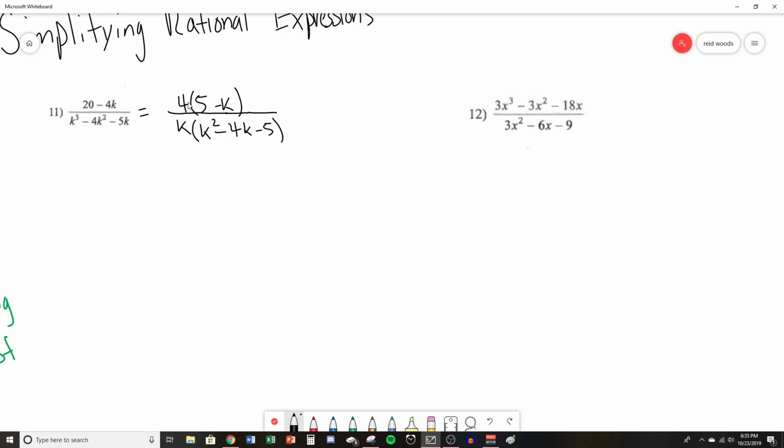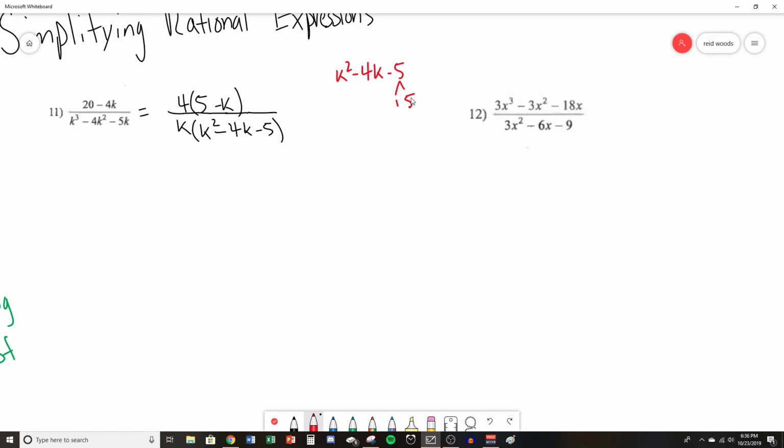So from here, I can't really simplify any of these numbers. There's nothing that can be done with these. So the next thing that I can do is to factor this quadratic, which was that second method I listed. So over here to the side, I'm going to factor this quadratic. I'm going to do it in red. So it's k squared minus 4k minus 5.